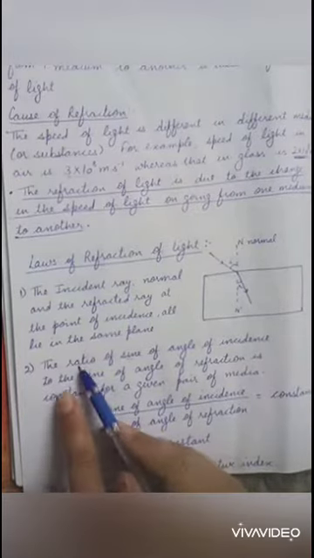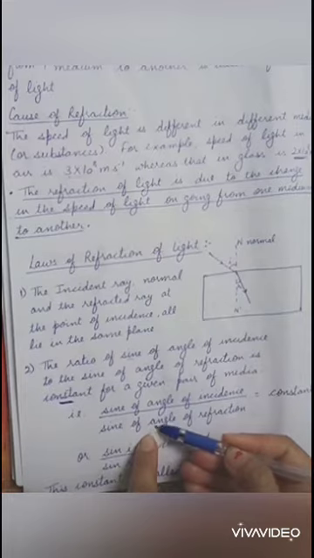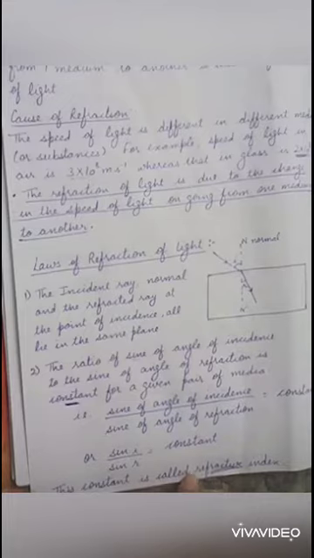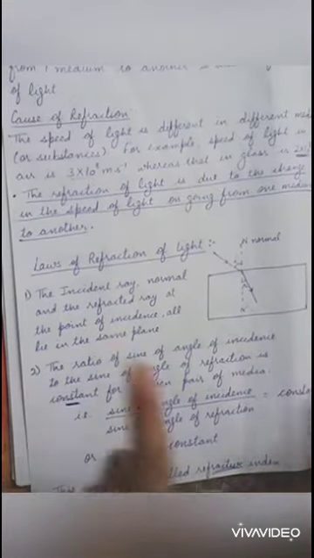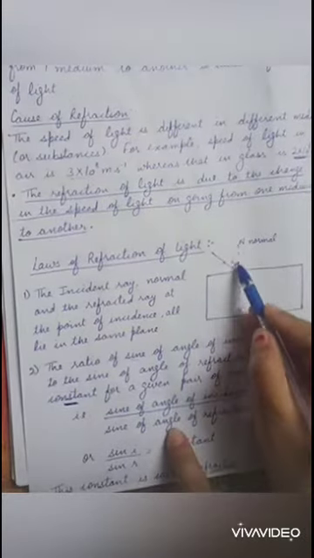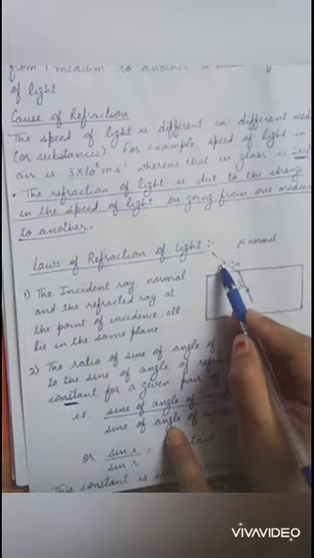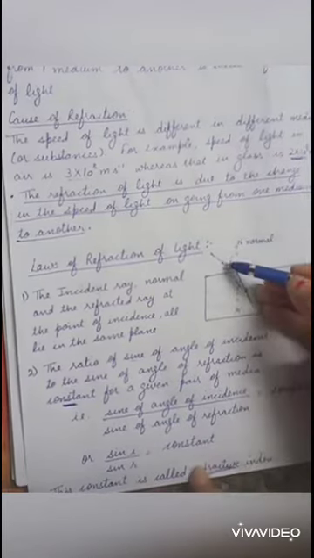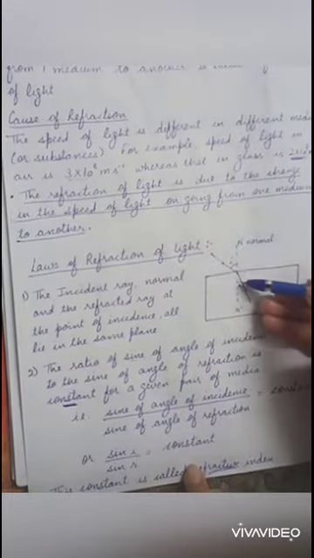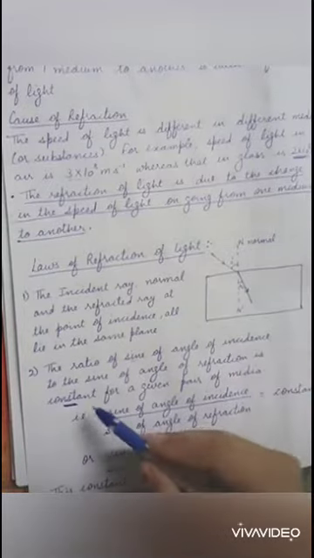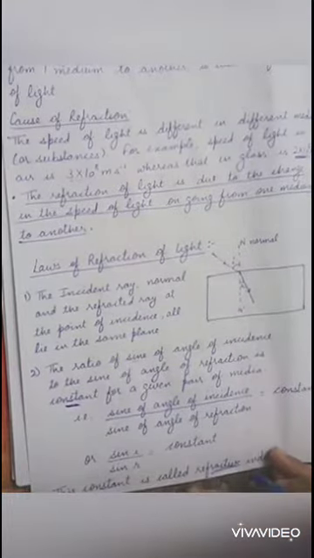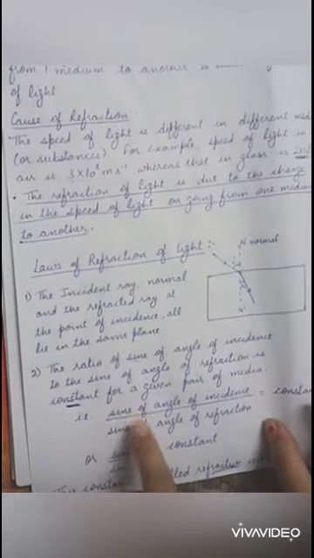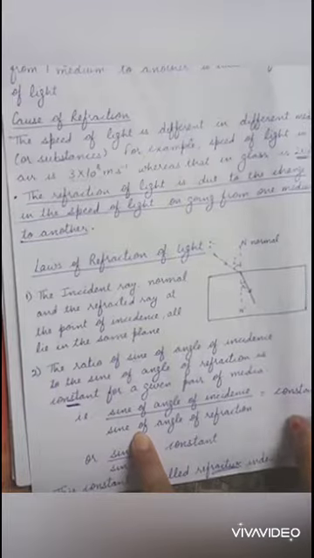So the first law is: incident ray, normal, and refracted ray all lie in the same plane. Second law is the ratio of sine of angle of incidence to the sine of angle of refraction is constant, and that constant is refractive index. As the refractive index is the ratio of two similar quantities, it has no units.